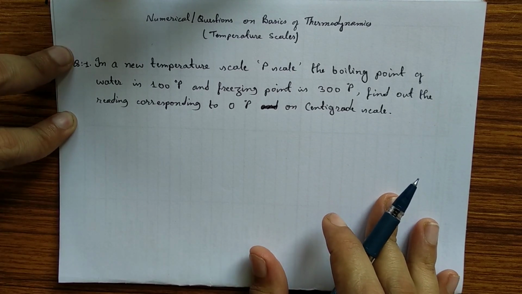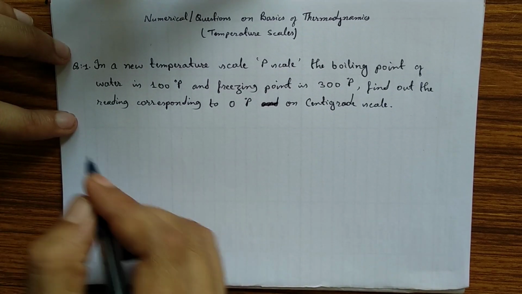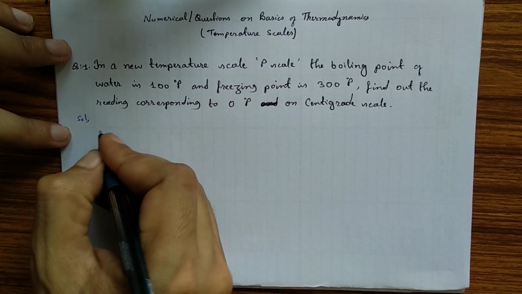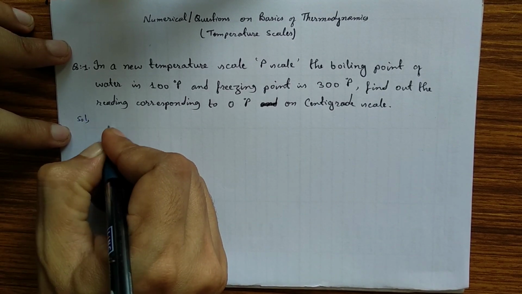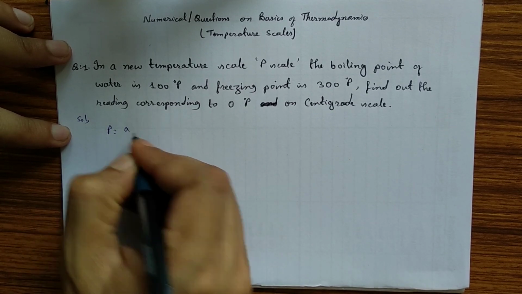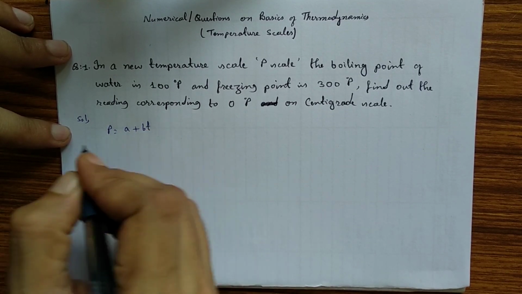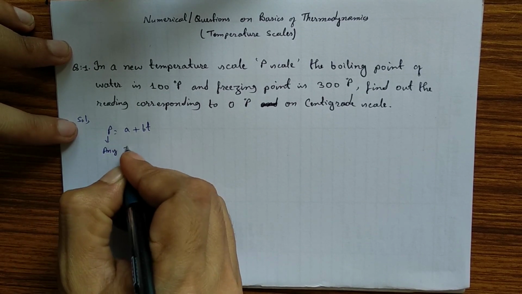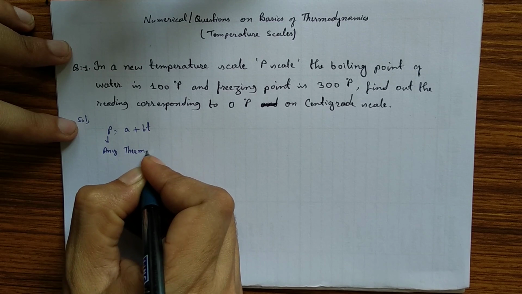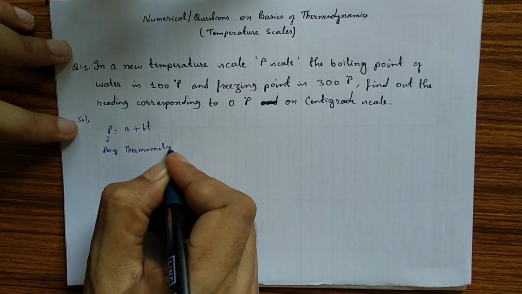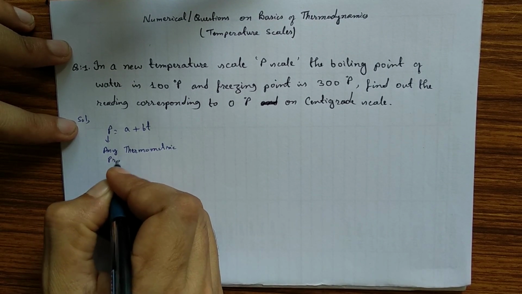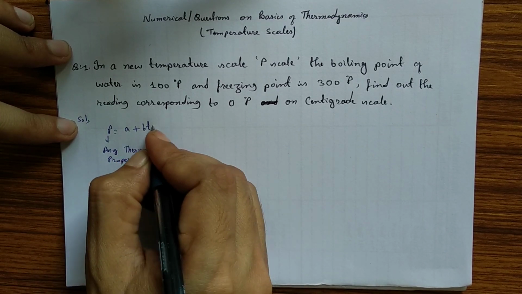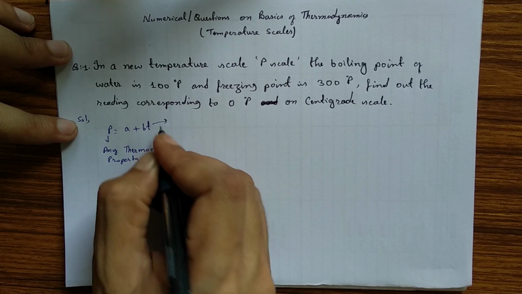In the previous class we have seen this, so let's solve this one. We know that P equals A plus BT, where P is any thermometric property, A and B are constants, and T is temperature.